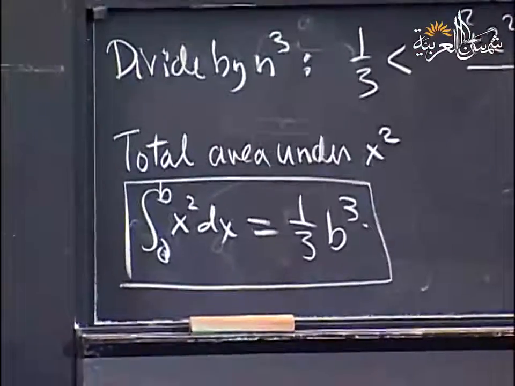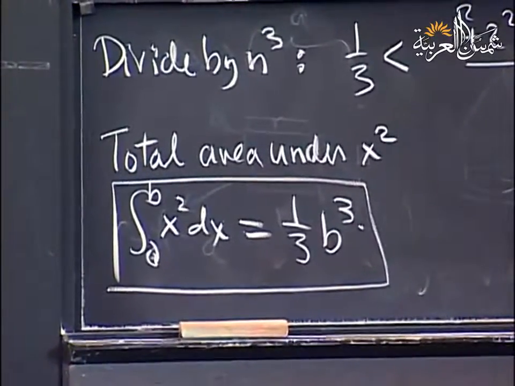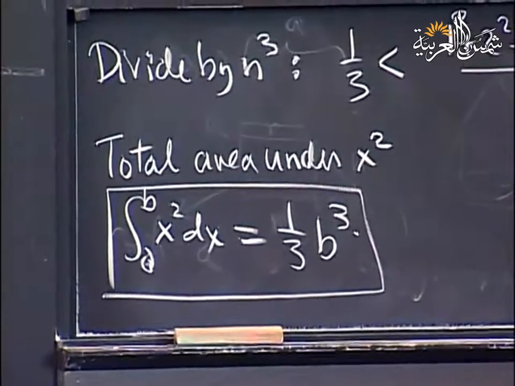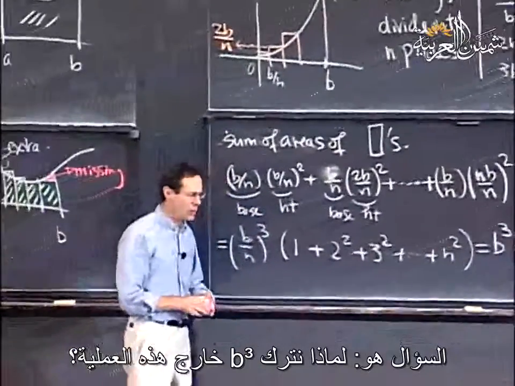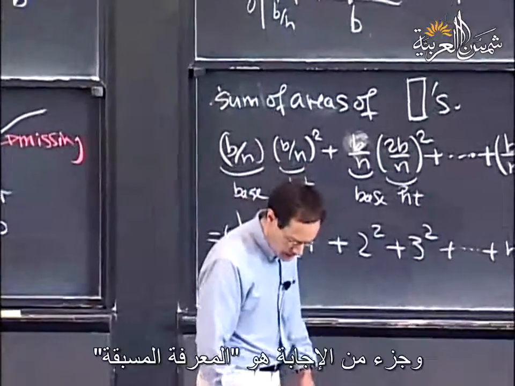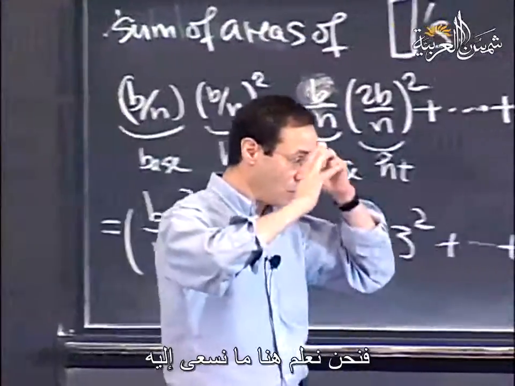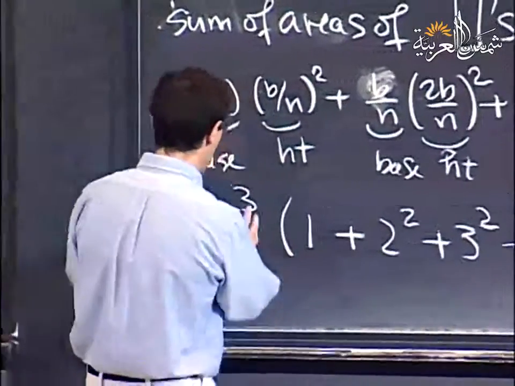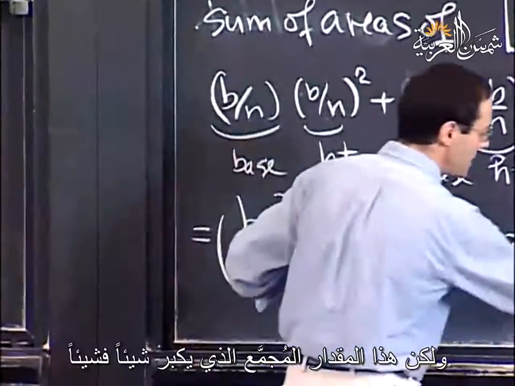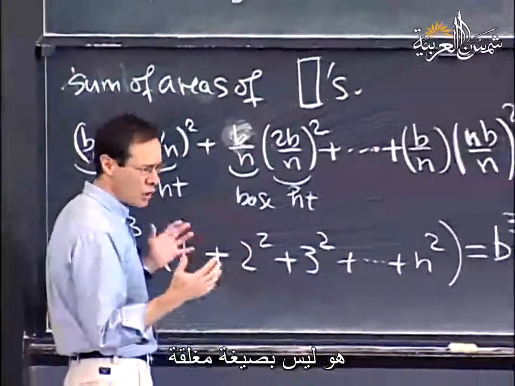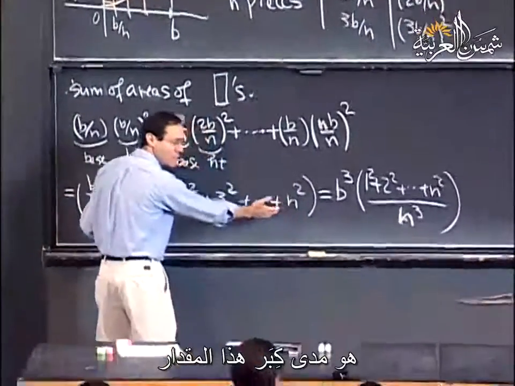Yes, question? So that's a very good question. The question is, why did we leave the b over n cubed out for this step? And part of the answer is malice aforethought. In other words, we know what we're heading for. We understand this quantity. It's all one thing. This thing is a sum which is growing larger and larger. It's not what's called a closed form. So the thing that's not known or not well understood is how big is this quantity here?